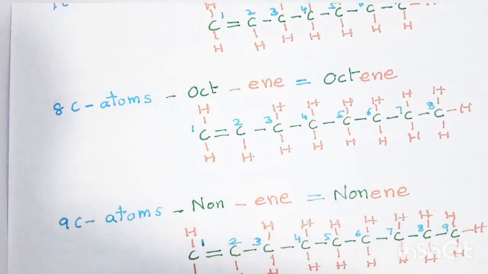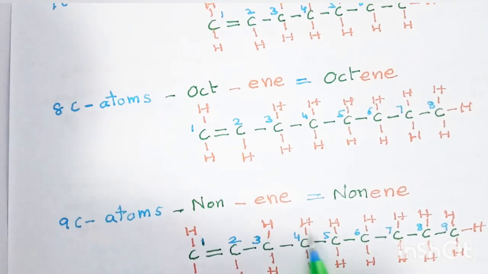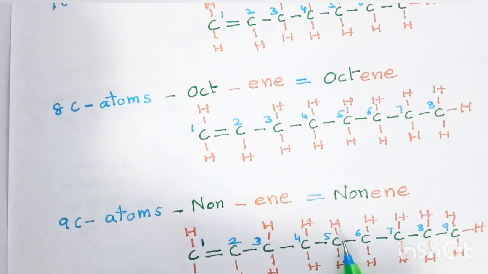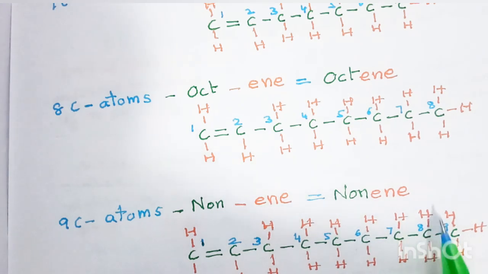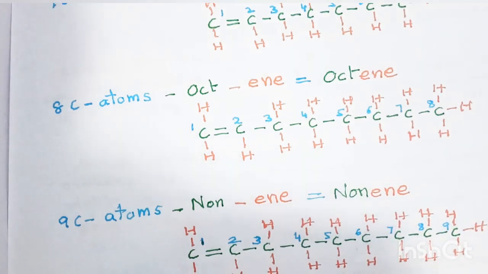So this is nonene: CH2 double bond, CH single bond, CH2 single bond, CH2 single bond, CH2 single bond, CH2 single bond, CH2 single bond, CH2 single bond, and finally CH3. This is nonene.